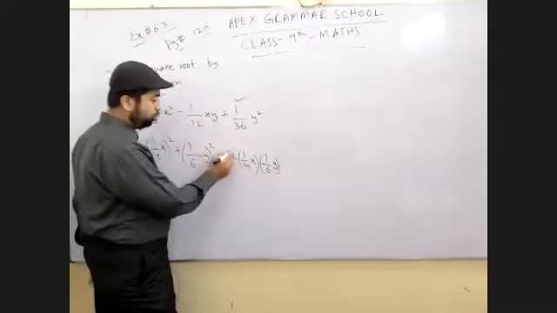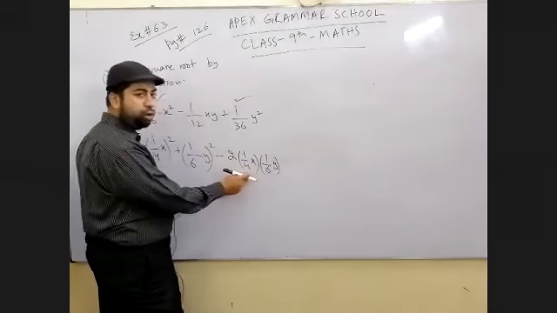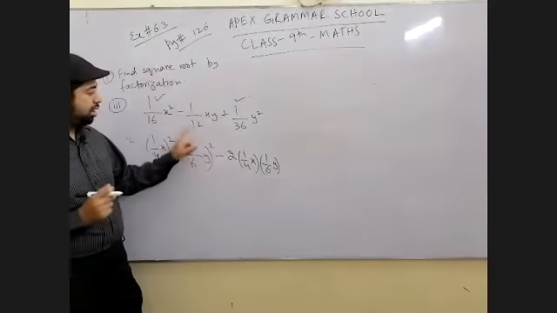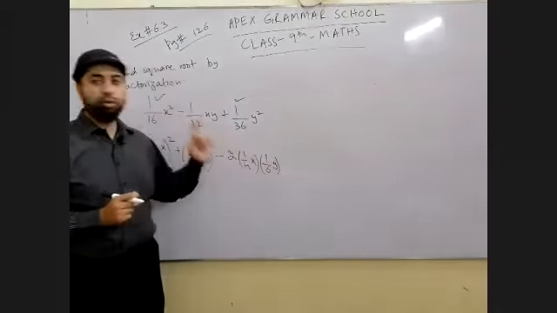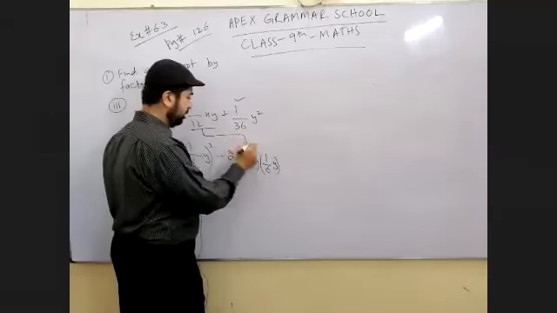This is 2. 2 can cancel with this 4. 2 1s are 2, 2 2s are 4. So you are left with only 2 here. So 2 6s are 12. So within the denominator you are left with 12, and within the numerator x and y multiplication, that you are left with 1 over 12 xy. So this thing verifies this.